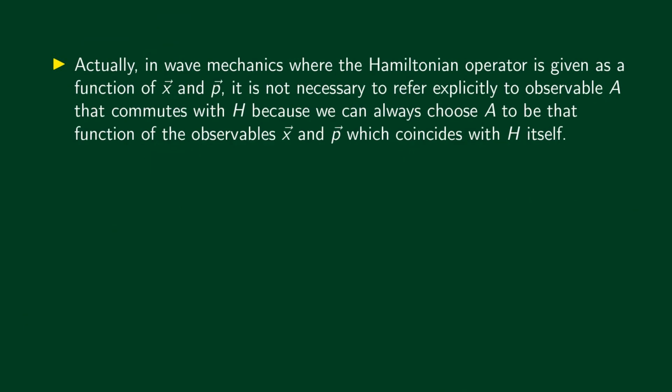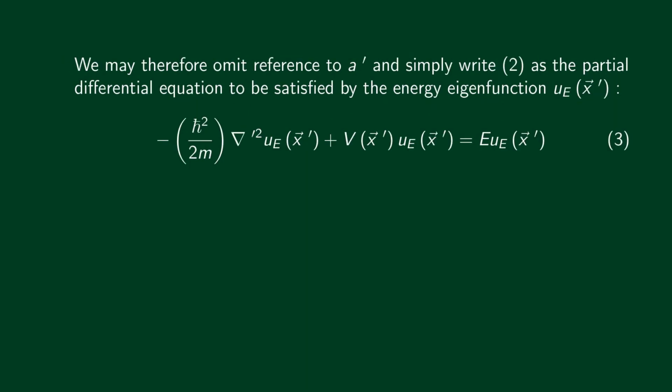Now a point to note is that in wave mechanics, the Hamiltonian operator is given as a function of x vector and p vector, right, as we have already done. So it is actually not necessary to refer explicitly to another observable A that commutes with the Hamiltonian, right? Because we can always choose A to be that function of observables x vector and p vector which coincides with H itself, right? So we don't need a separate A and H. We can directly take the Hamiltonian operator itself because it's already written as a function of x vector and p vector. Right? So instead of A, we can take H itself. Okay. So we don't have to specifically refer to this eigenvalue a prime.